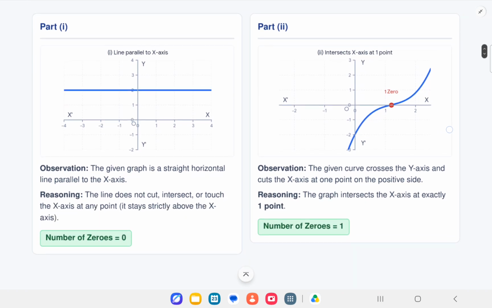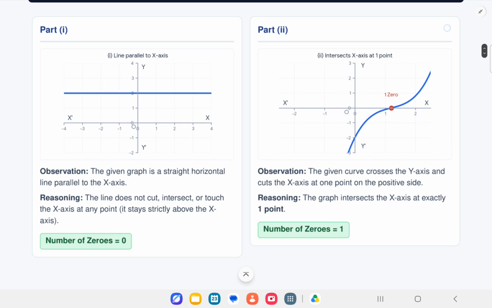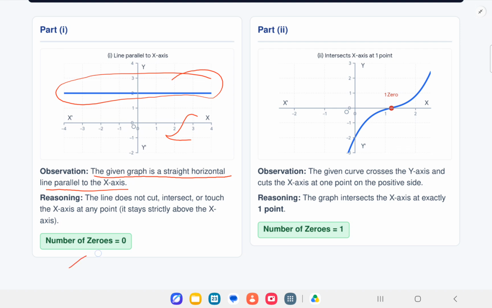Now first of all, see the first part. In the first part you can see here, this is a parallel line, a line parallel to the x-axis. This is your line which is parallel to the x-axis, and this is your x-axis. So we observe here that the given graph is a straight horizontal line parallel to the x-axis. So here the number of zeros will be 0. The line does not cut, intersect or touch the x-axis.